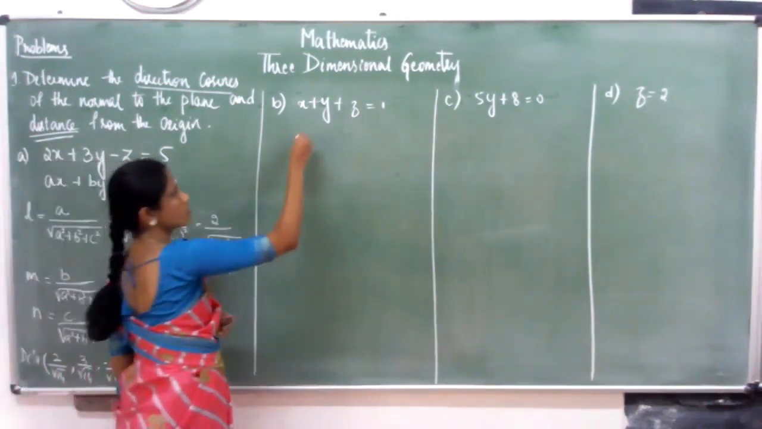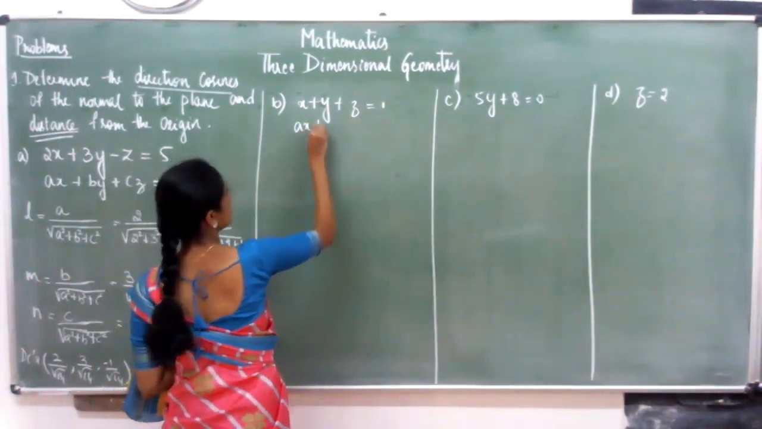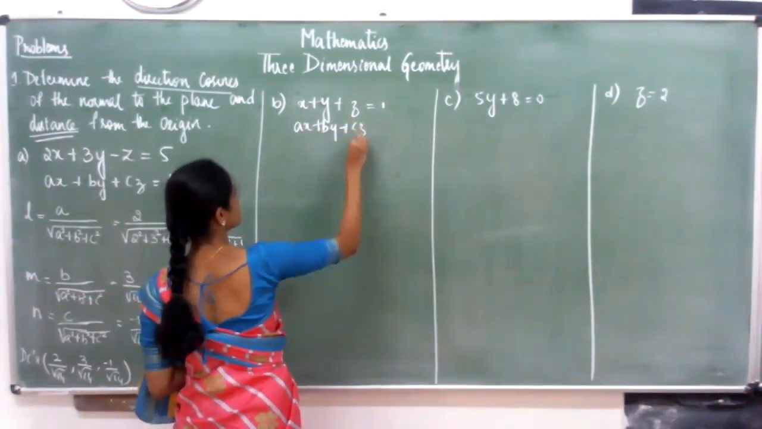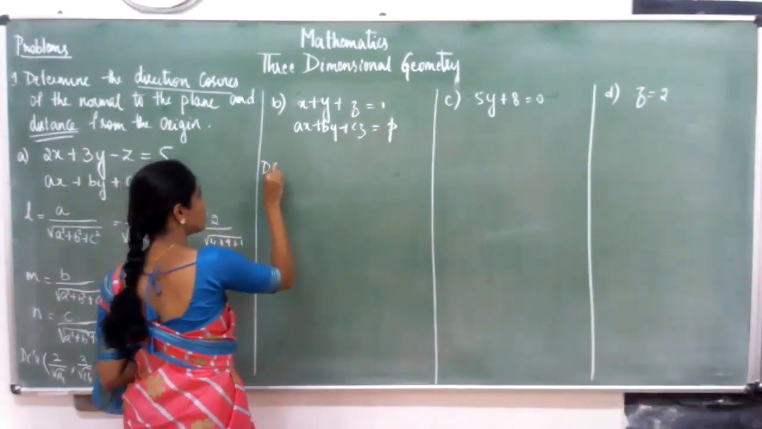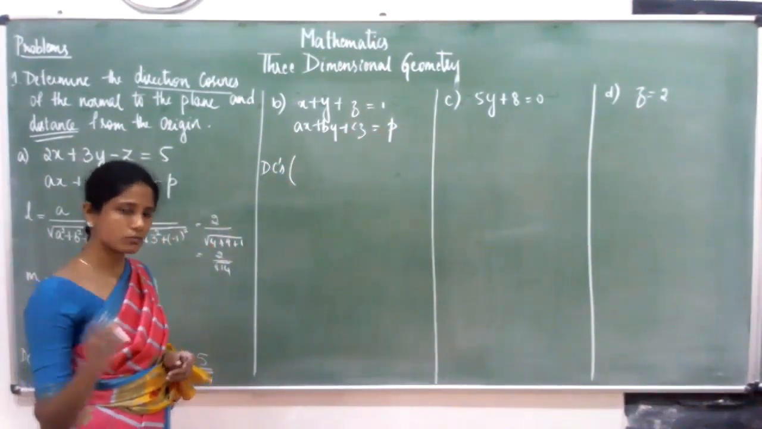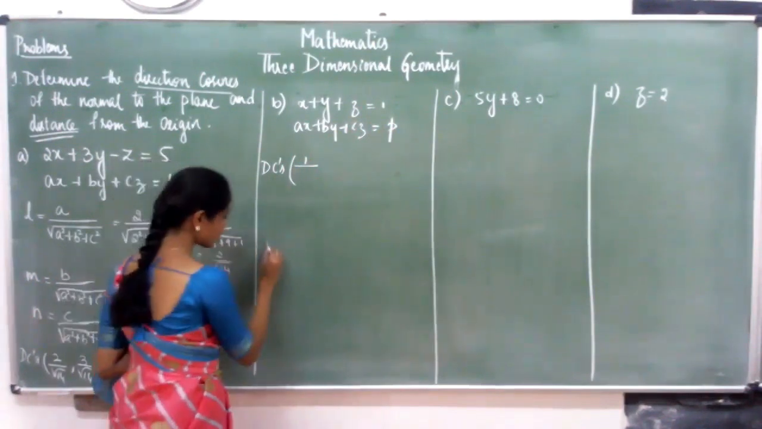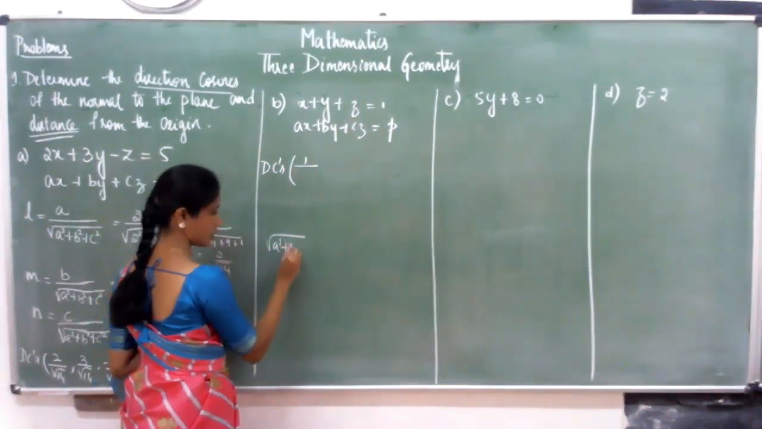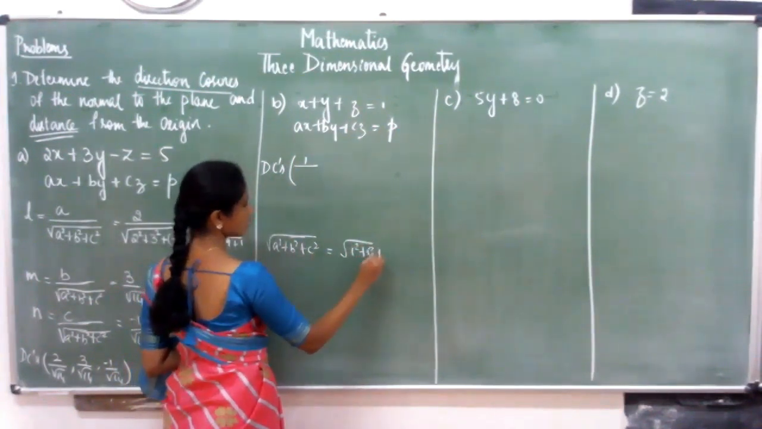So again, here also we need to find the direction cosines and the distance. It is in the form of x plus y plus z is equal to p. Let us find the direction cosines directly. So it should be A by root of A square plus B square plus C square. A value is 1. Root of A square plus B square plus C square is equal to 1 square plus 1 square plus 1 square.